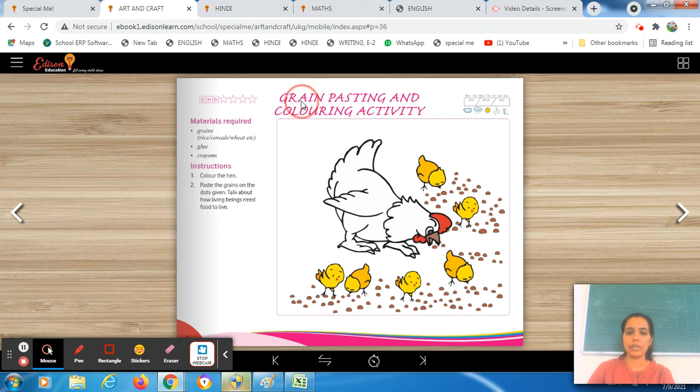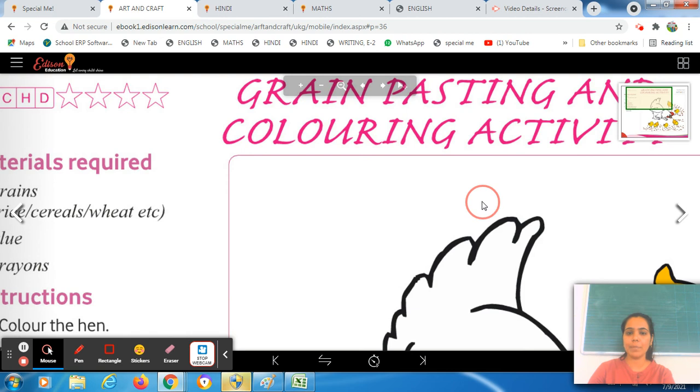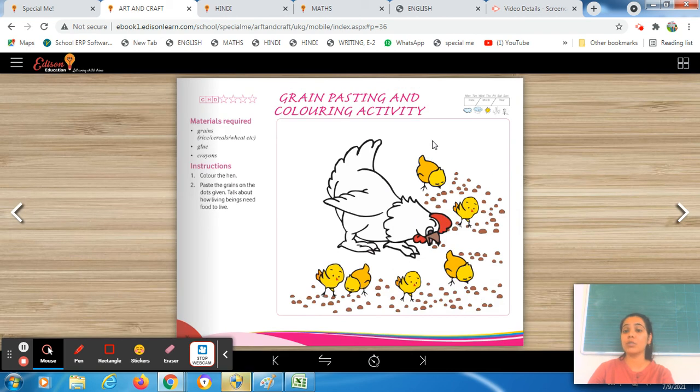Okay, so what is the caption over here? Grain pasting and coloring activity. So in today's creative session, what we are going to do, we are doing grain pasting and coloring activity. Basically, I split this worksheet in two halves. Okay, we will cover this worksheet in 2 days. Today we will do the coloring activity, and tomorrow we will do the pasting work.